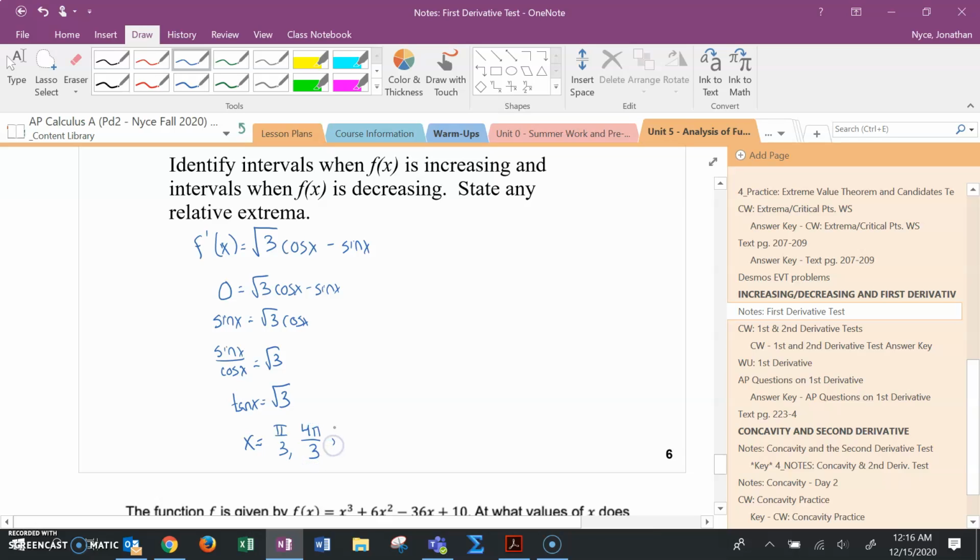One thing to remember, critical numbers are where the derivative is equal to 0 or where the derivative is undefined. So tangent is going to be undefined at the spots where cosine is equal to 0. If cosine of some angle is equal to 0, then we're dividing by 0. That's undefined. So cosine is going to be equal to 0 at pi over 2 and 3 pi over 2.